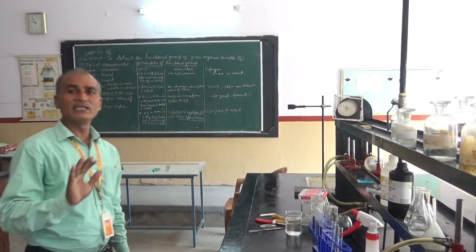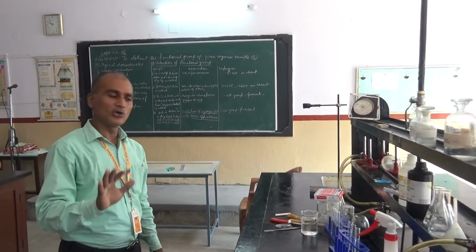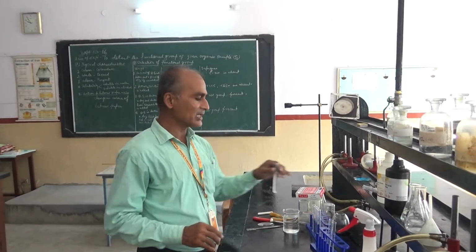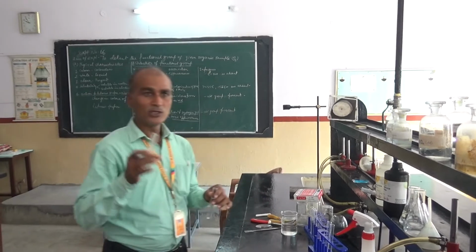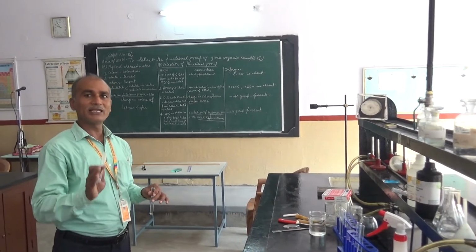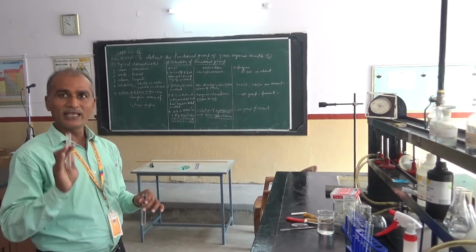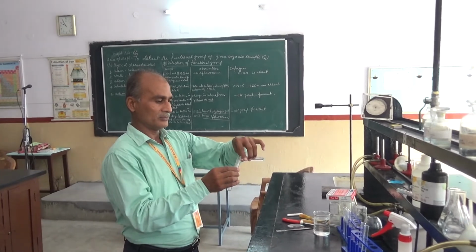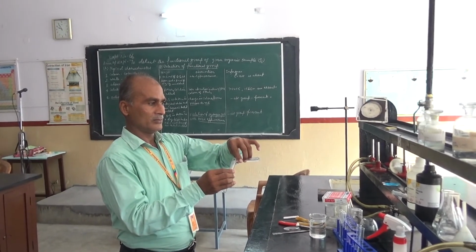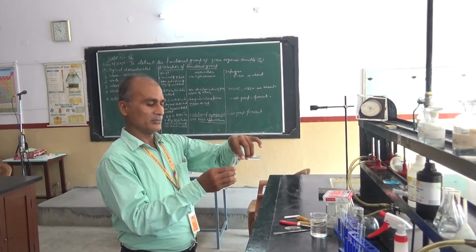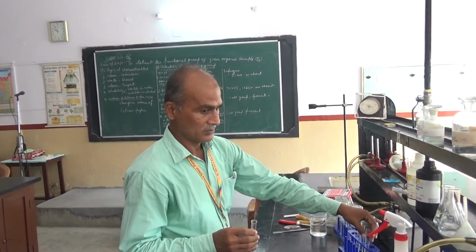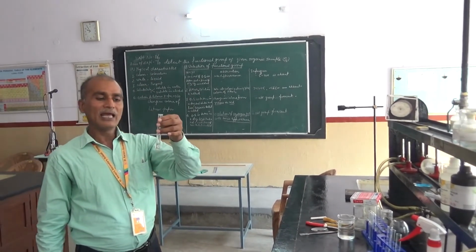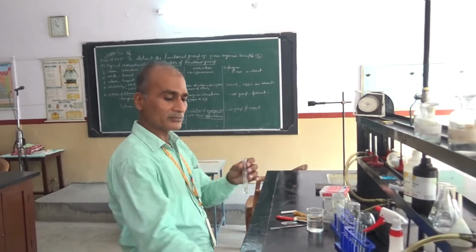This is your physical analysis. Now we will go through our chemical analysis. For this, we will take this organic sample in another test tube. Always remember, if you do an organic test, always take a dry test tube. Sodium carbonate. This is your organic sample, and you will add it here.